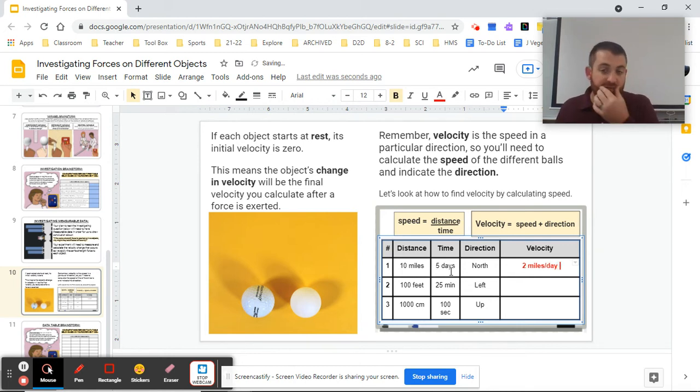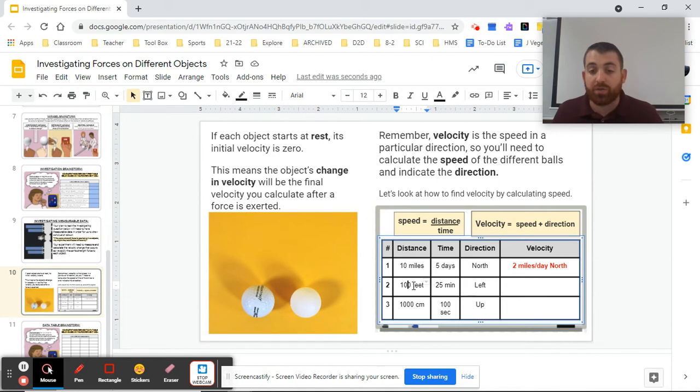And then in order to figure out the velocity, we have to take the speed plus the direction. So what we just calculated was the speed, distance divided by time, so 2 miles per day. Then we add the direction, which would be north. So 2 miles per day north. So if this is somebody's car, maybe they're traveling 2 miles per day north.